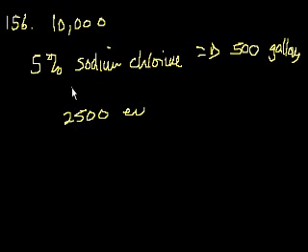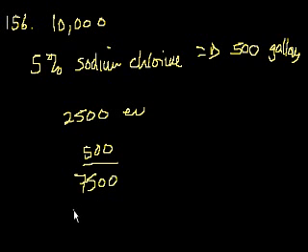If we lose 2,500 gallons of the water, now the amount of sodium chloride is still 500, but it's going to be 500 over what? We don't have 10,000 gallons anymore. We have 10,000 gallons minus 2,500 gallons. So we have 7,500 gallons. And that's equal to 5 over 75, which is equal to 1 over 15.